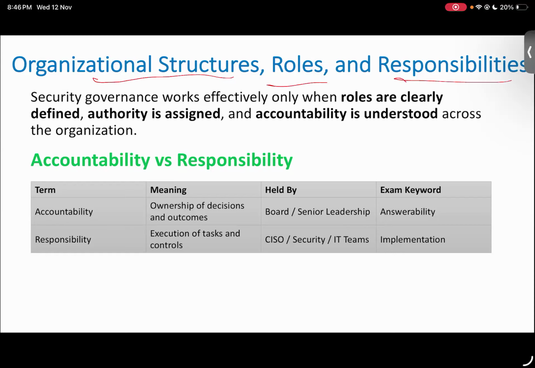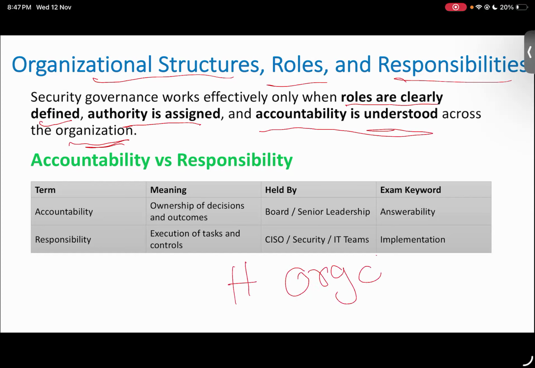So this will help only when the roles are clearly defined, authority is assigned, and accountability is understood across the organization, which is your hierarchy, your org chart.